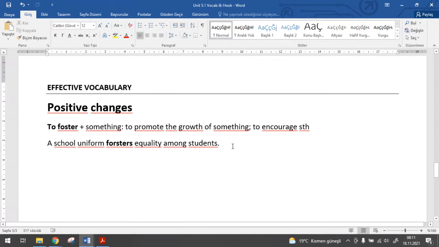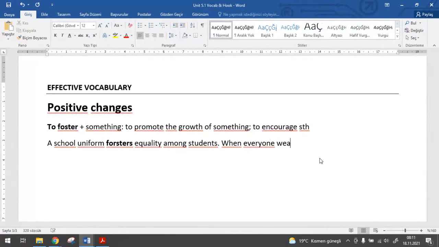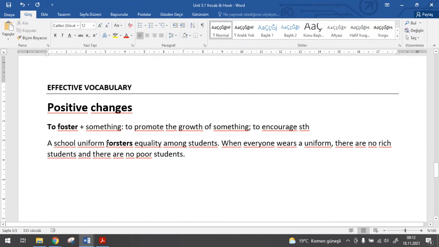Of course, you need to explain this after you write an opinion, you have to explain it. For example, you can say a school uniform fosters equality among students when everyone wears a uniform. There are no rich students and there are no poor students. So everyone is equal. Do you understand the word foster? I hope so. Let's make one more example.